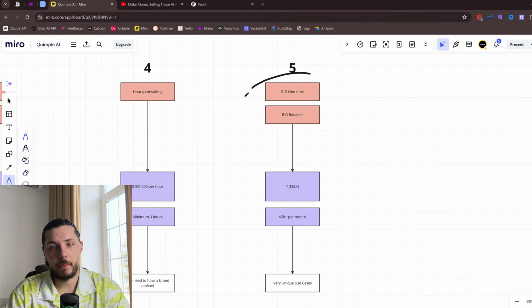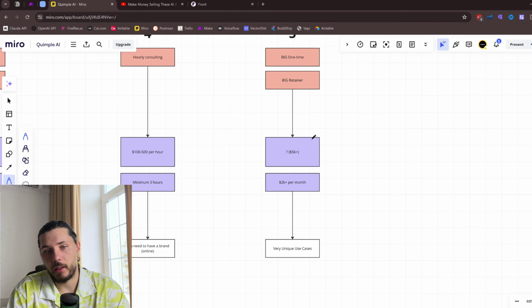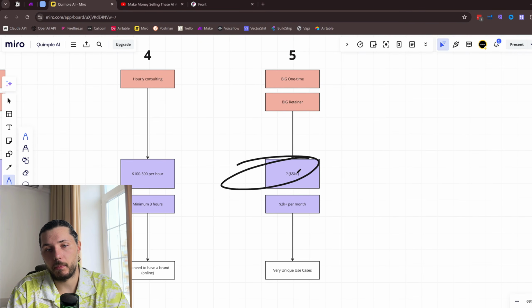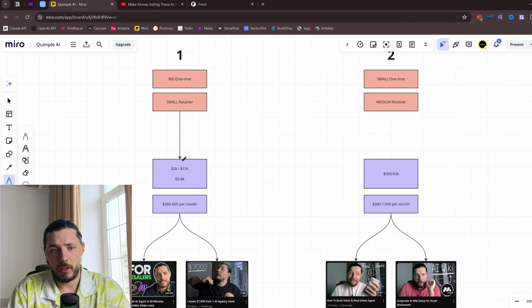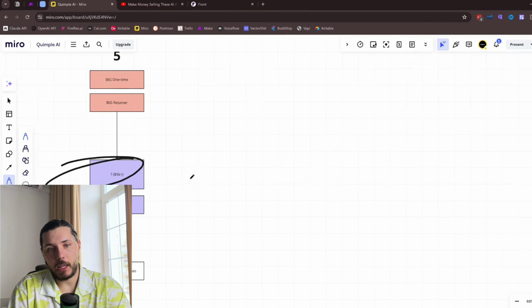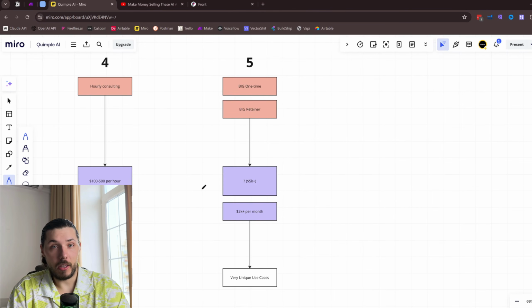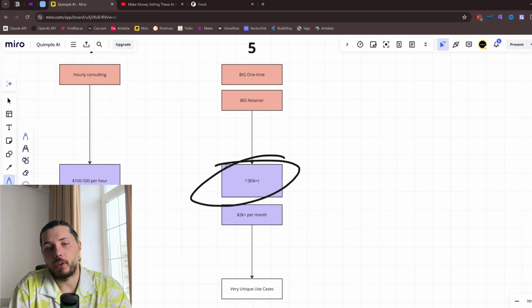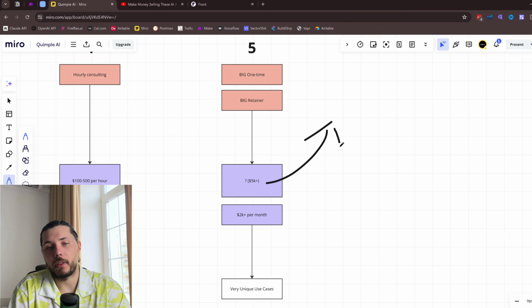Now, for the big one-time and big retainer, again, I would consider big anything above $5,000. As you can see here, it is 2 to 15. On average, if we take the last 10 clients that I have, I would say my average one-time payment is around $4,500. I would still consider it big, but it's anything above $5,000, and you can charge whatever, $1,000 per month.